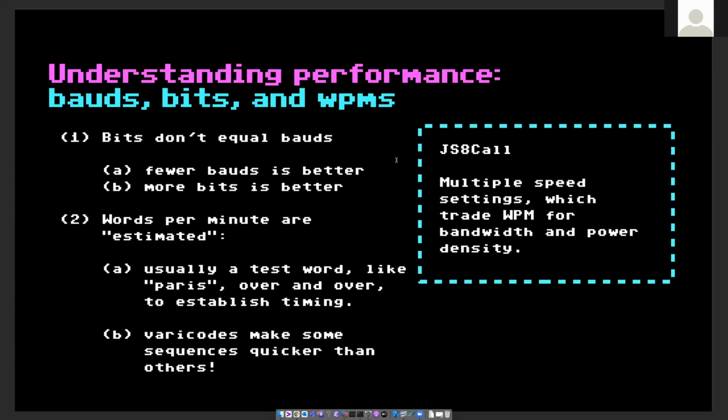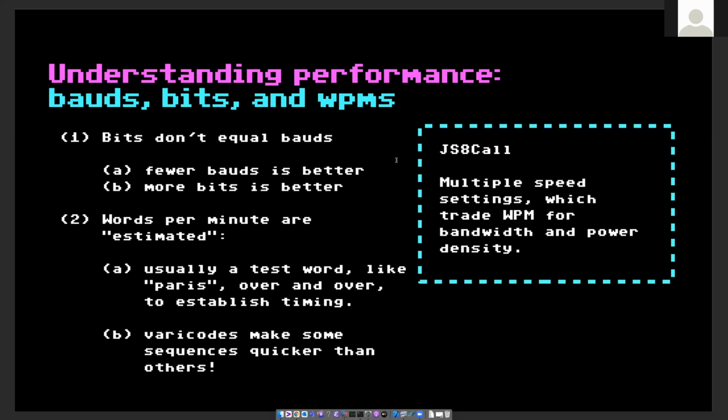When we look at some of the modes, there are a whole bunch of different attributes that make modes different from each other. And so I thought I'd go through a couple of the performance aspects that are worth understanding and thinking about as you pick one. The first one I wanted to talk about was things like baud or symbol rate and bit rate and words per minute.